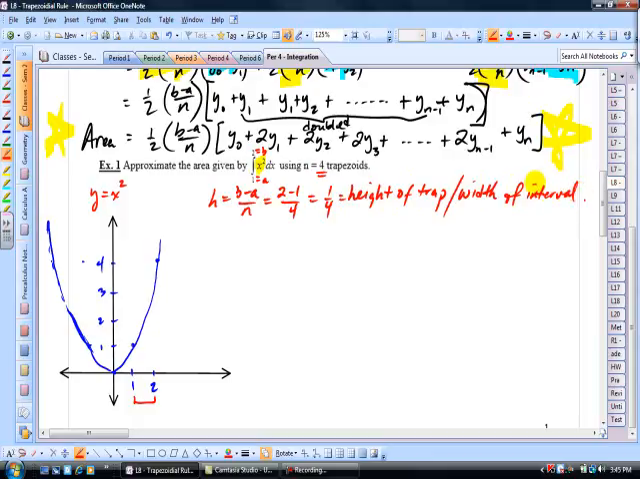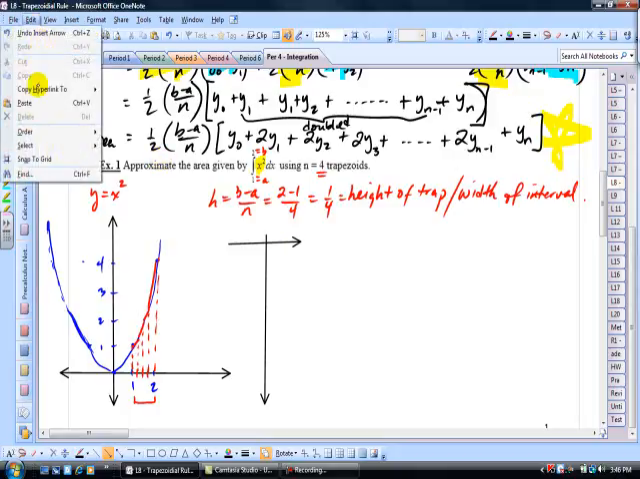Okay, so divide it up into 4 equal parts. So our trapezoids are going to look like this here. So we're going to have 4 trapezoids. The width of them is the interval at 1/4. So what we need to do is set up a table of values and calculate some. Oops, I didn't mean to use the arrow tool.